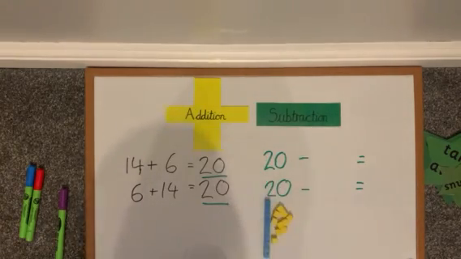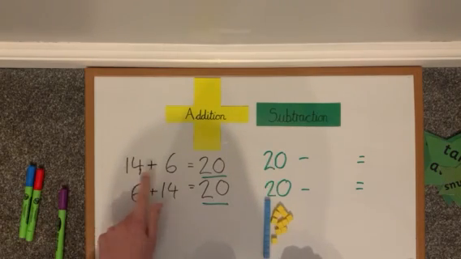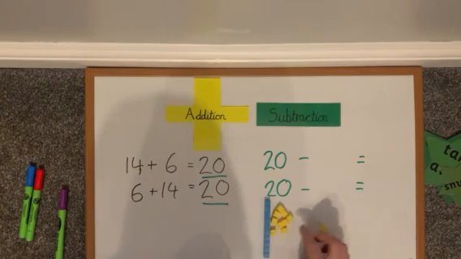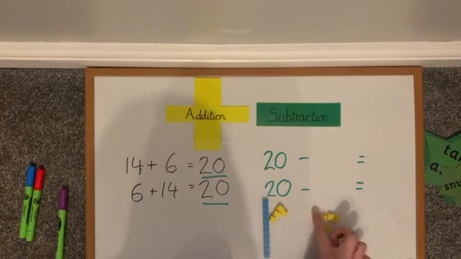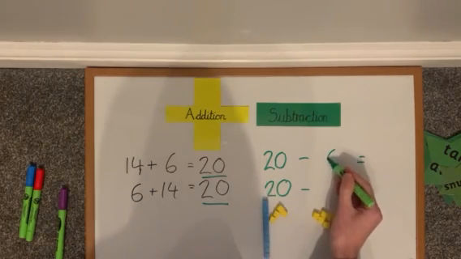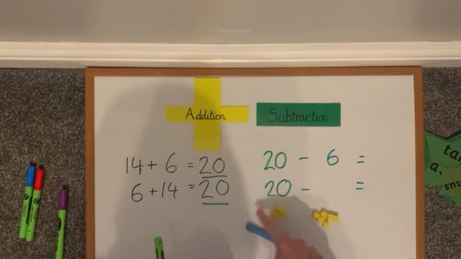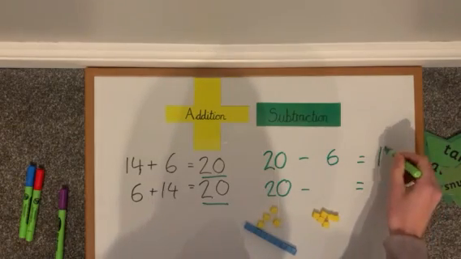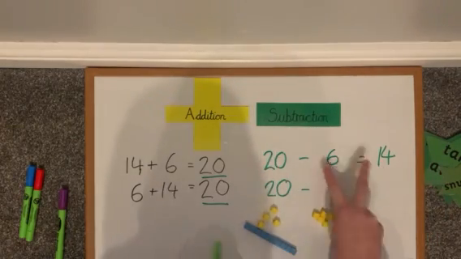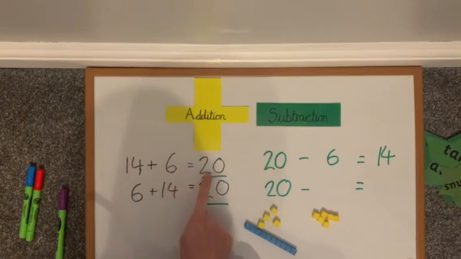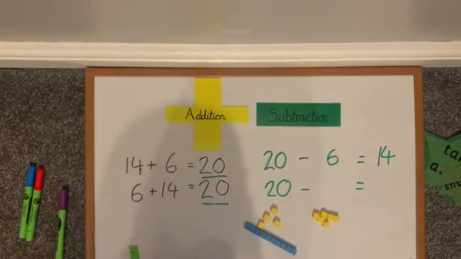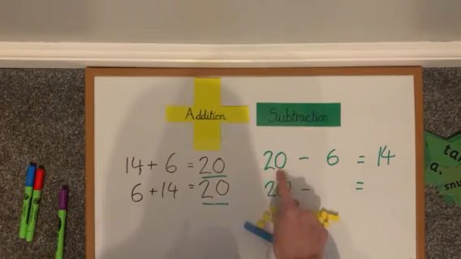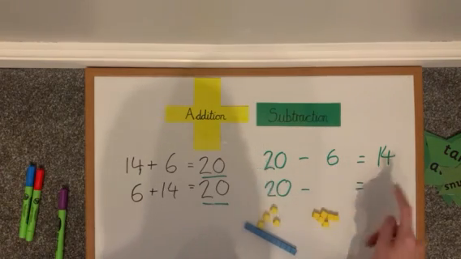So I've started with the 20. Now I'm going to use this to help me. So I could do 20 and I'm going to take away the part 6. So 1, 2, 3, 4, 5, 6 is what I've taken away. And now I am left with 10, 11, 12, 13, I'm left with the 14, which is the other number. So if I know that 14 and 6 make 20 and 6 and 14 make 20, I also know number bond knowledge of subtraction. So I know 20 take away 6 will leave me with 14.